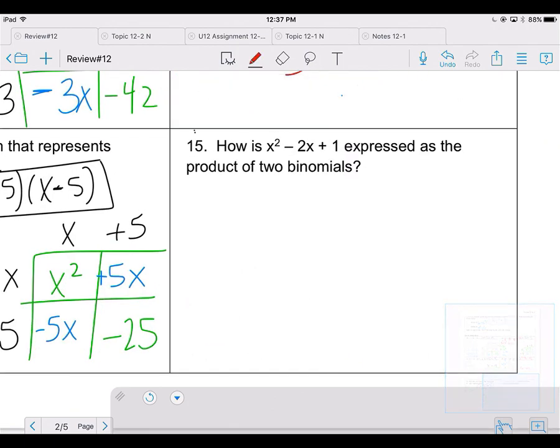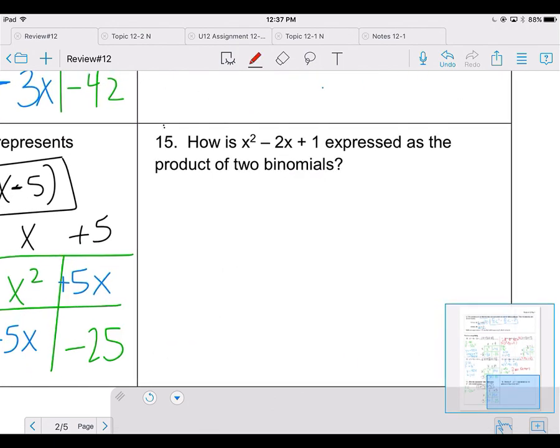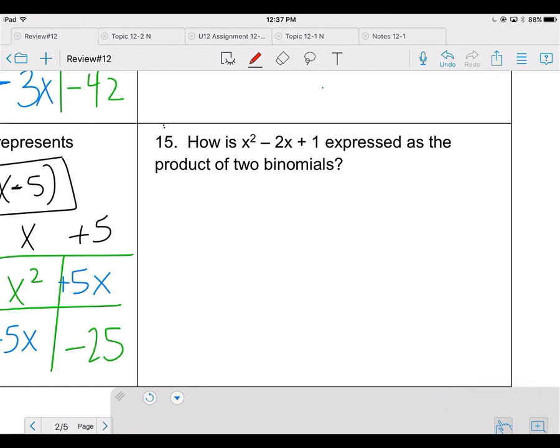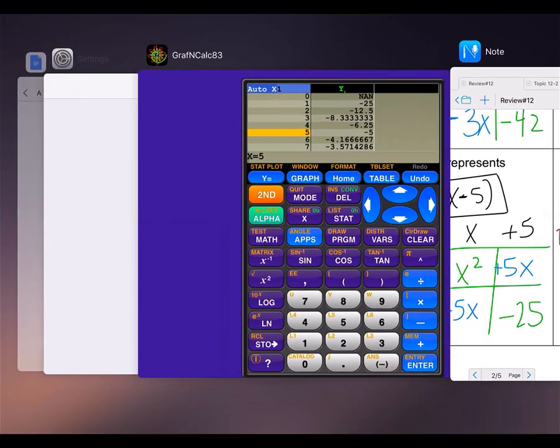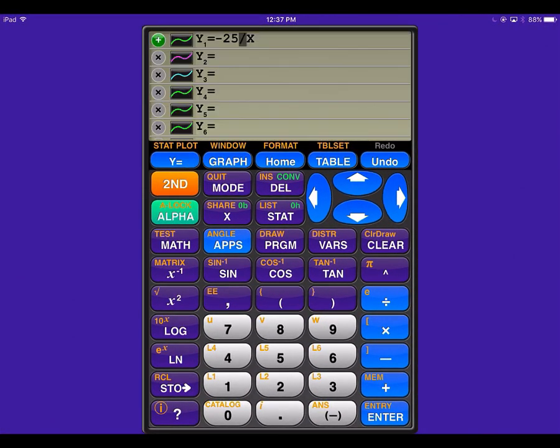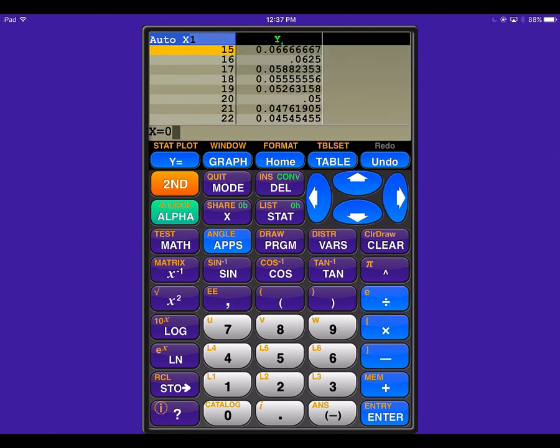Problem 15 asks me how to represent that as a product of two binomials. That's basically a really fancy way of saying factor. When I look at these, there's no GCF because they don't all share an x, and the numbers, you can't divide anything out of 1. So I'm looking for two numbers that will sum to negative 2 and multiply to 1. So in y equals, I put my product of 1 divided by x. Look at my table.